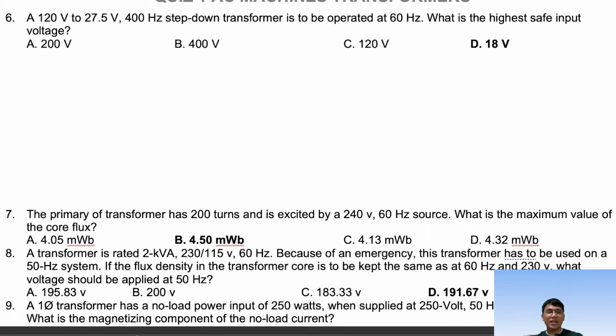All right, so we tackled problem 6, a 120 volts to 27.5 volts. So you see 120 volts is the input here and 27.5 volts is the output. And this is a 400 hertz transformer, and it is to be operated at 60 hertz. So what is the highest safe input voltage?